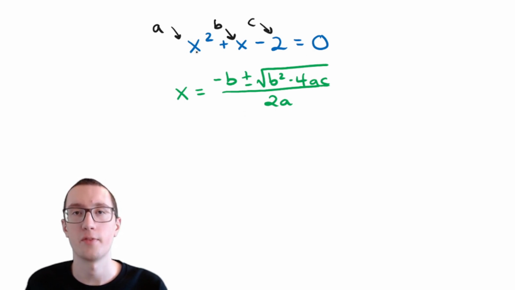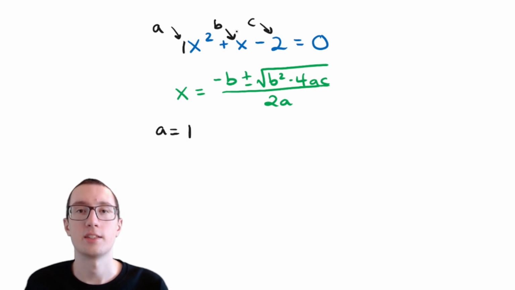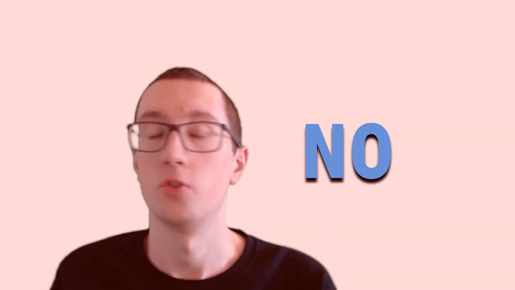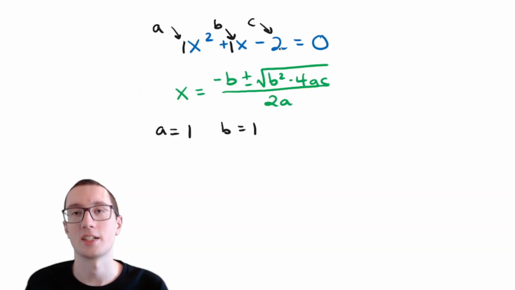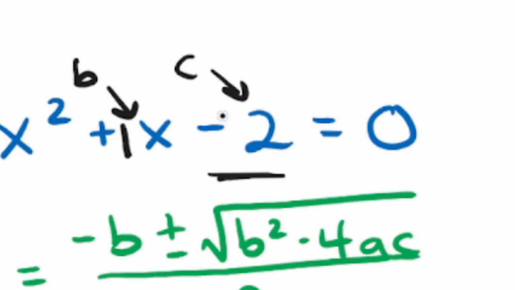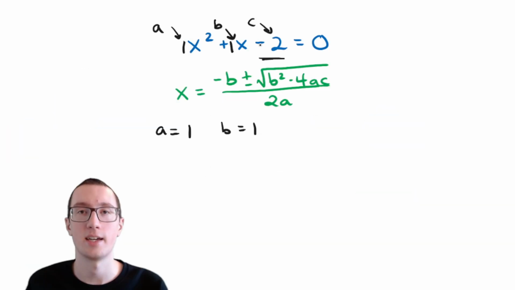Well, A is the number in front of x squared. There is no number in front of x squared, but if there's no number in front, that means it's 1. So in this case, A is equal to 1. And that's the same case for B. There's no number in front of x, so it's just 1. So B is equal to 1. But C, we do have a number. So C is 2, right? No, this might be like the most common mistake I see in quadratic formula. It's not 2, it's negative 2, because the minus signs always stay with the number. So C is negative 2.